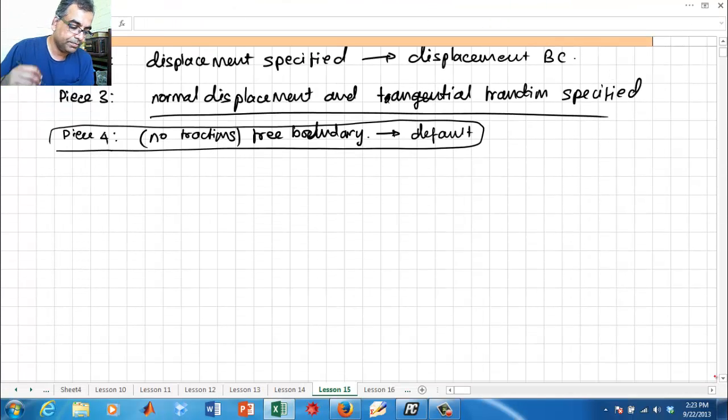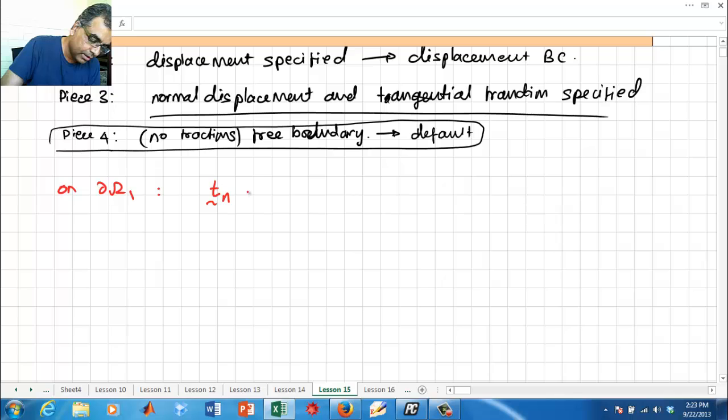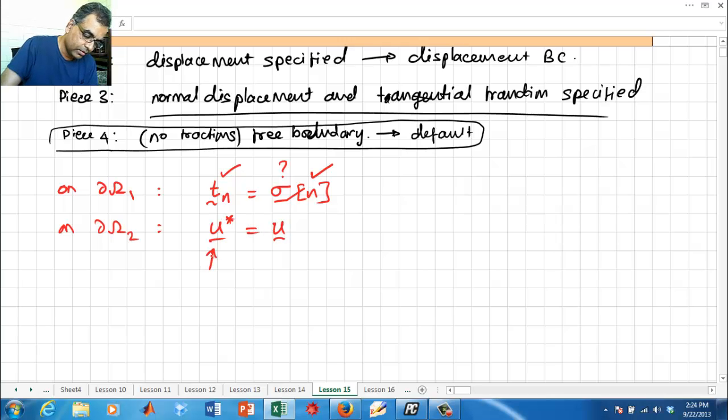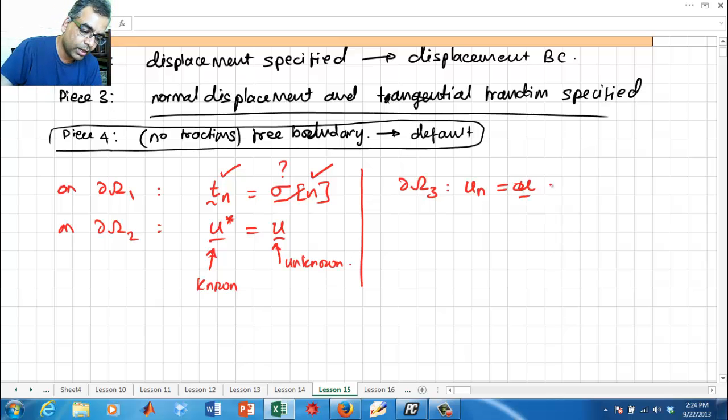Now, we are ready to state. On partial omega 1, we have Tn equals sigma times n. So this is known, this is unknown. On partial omega 2, u equals u star. This is known, this is unknown. So remember, I only know what happens on the boundary, I don't know what's going on in the interior. This is only the skin of the potato, right? Then on partial omega 3, un equal to 0, which is equal to u dot n, is known. So this is known, this is not known.